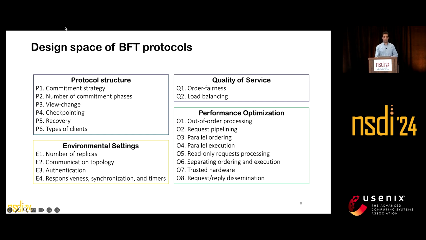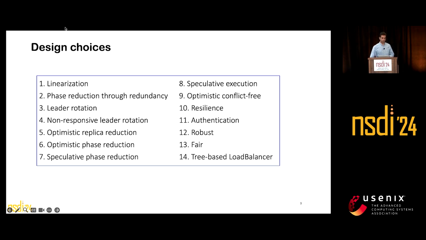Once we have these design dimensions, we can talk about design choices. So each design choice, as I said, is talking about different design dimensions and mapping from one set of protocols to another set of protocols. For example, linearization, we can make a protocol linear. Or we can reduce one phase of communication by adding more nodes. There are different design choices, like making a protocol fair, making a protocol robust, and others. I'm going to talk about a few of them.